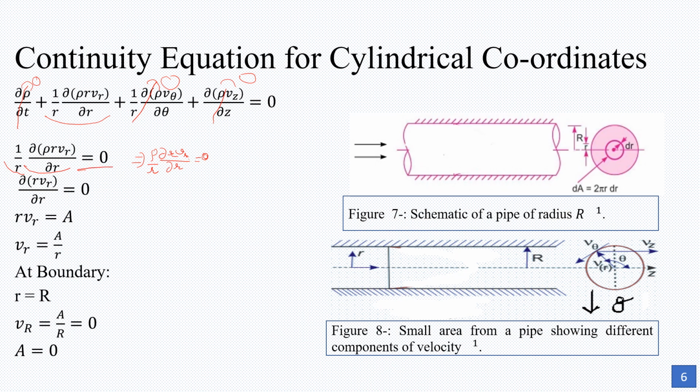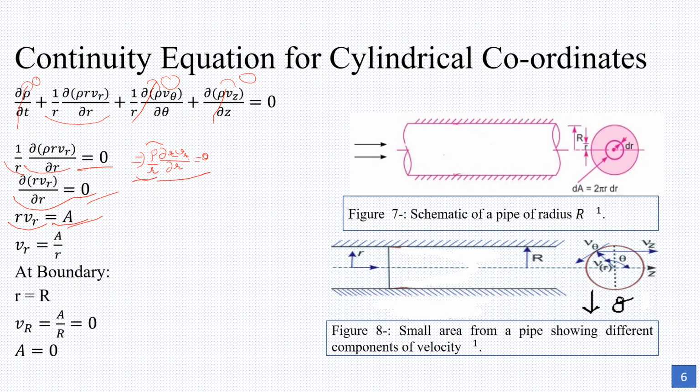Now our aim is to solve this equation. Since rho is constant, we take rho outside, and we get rho divided by r, ∂/∂r of (r v_r) equals 0. When rho divided by r is taken to the other side, finally we get ∂/∂r of (r v_r) equals 0. Now we integrate this equation with respect to r, and we get r v_r equal to a constant. Let this constant be named A. Finally we get v_r equal to A divided by r.